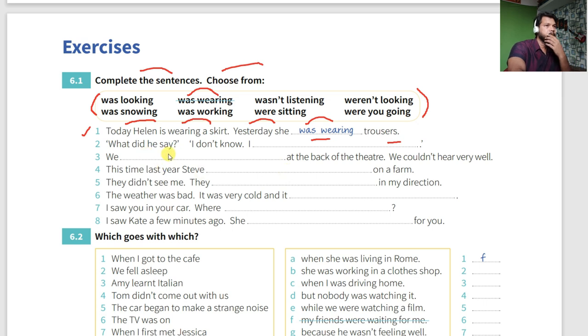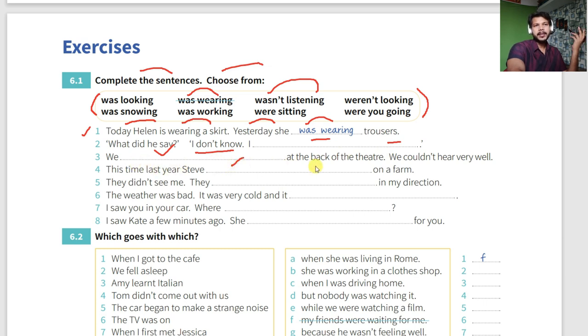Got it? What did he say? I don't know. Suppose any action was being done by me, suddenly somebody said something. So I don't know what he said. I'm saying I wasn't listening, maybe. I wasn't listening, so I don't know what he said.